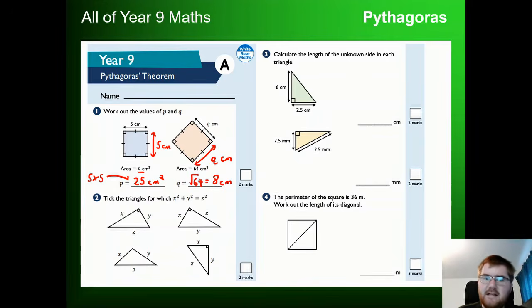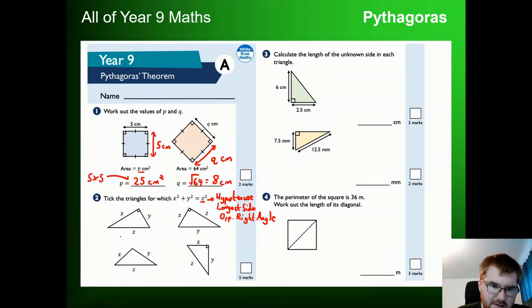Now our Pythagoras' theorem is written down in question 2 below. x squared plus y squared is z squared. Now z is what's known as the hypotenuse. Let me write that in. That's always the largest side, so that's also something important to know. And most importantly for this question, it's always opposite the right angle. So you always know the hypotenuse because it's opposite the right angle. We're looking for triangles here where the z is opposite the right angle.